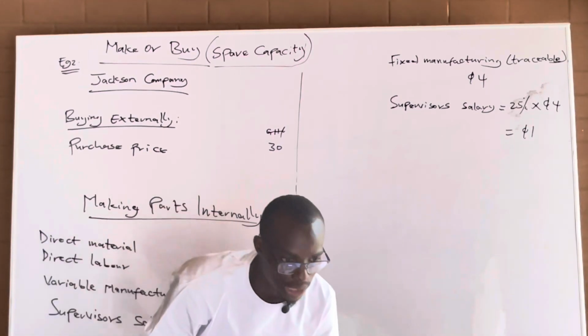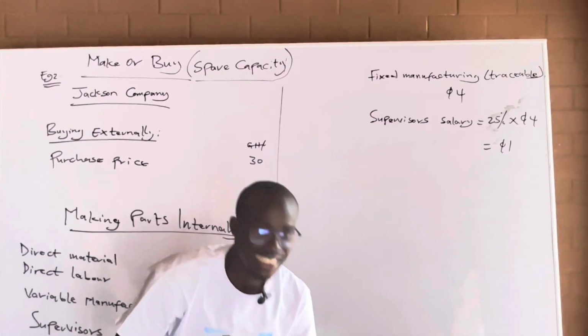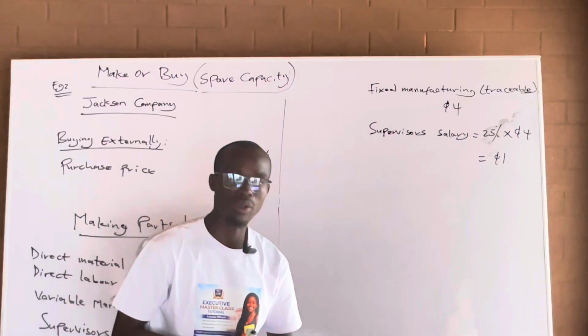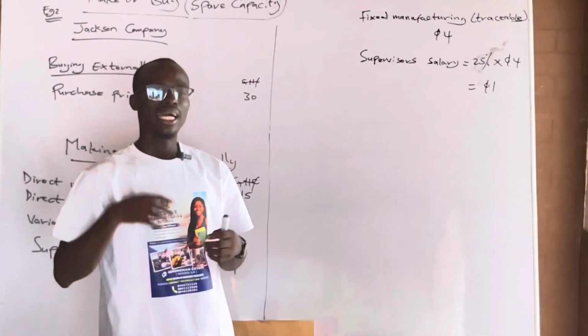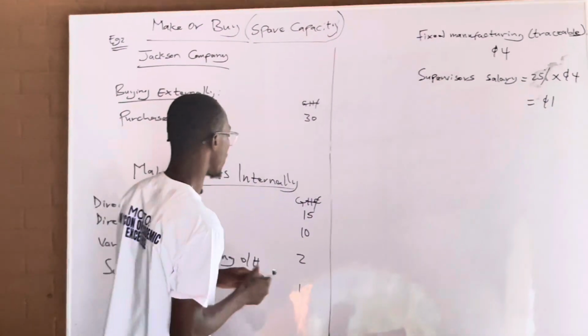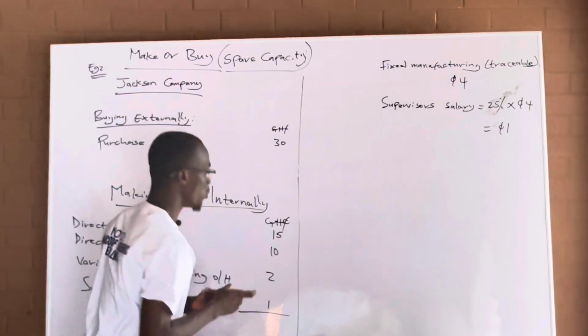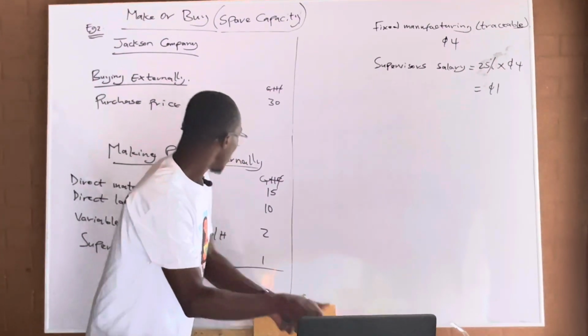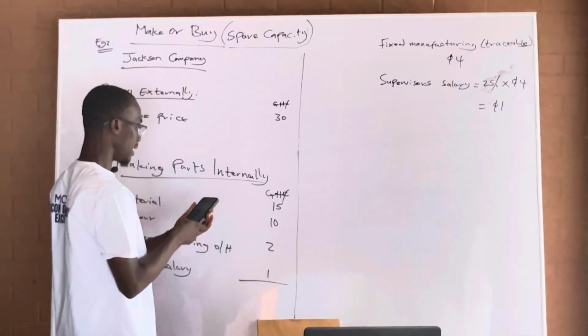And the last part of it is what? Fixed manufacturing overhead, and it is allocated. Fixed manufacturing overhead allocated is not a relevant cost, but rather it's what? Non-relevant cost. So we don't need to include that as part of our figure. So let's add everything up to get to know the total cost when we are making the part internally.